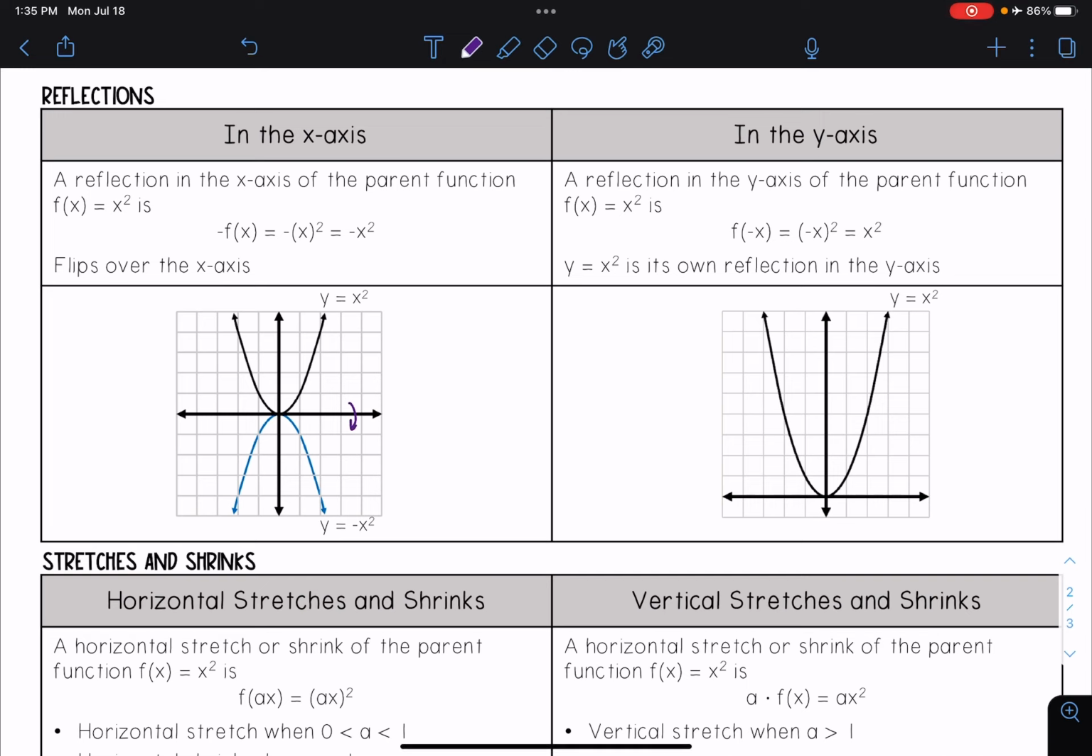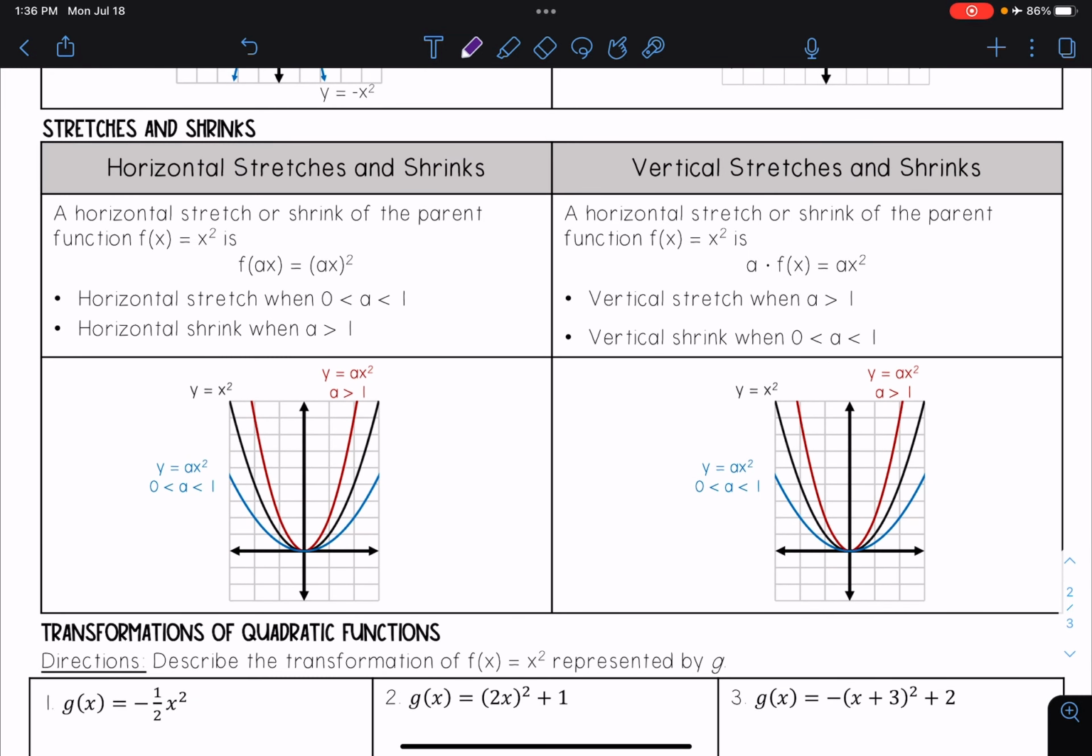A reflection in the y-axis of the parent function is when we make the input negative. And so we get negative x quantity squared. And since the negative is inside of that square, that's really the same thing as negative x times negative x, which gives you that positive x squared. And so we see that y equals x squared is its own reflection in the y-axis. When I reflect that across the y-axis, I just get my parent function back.